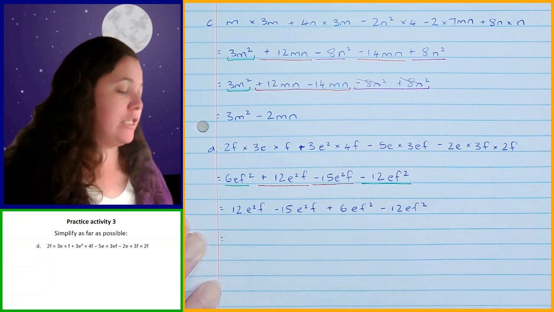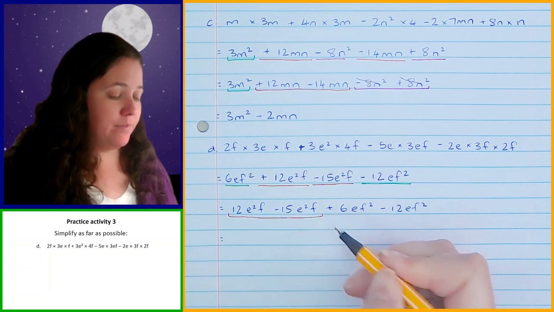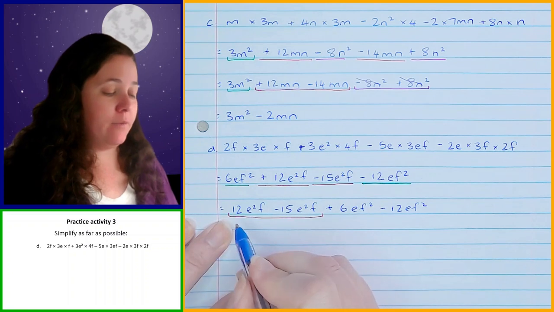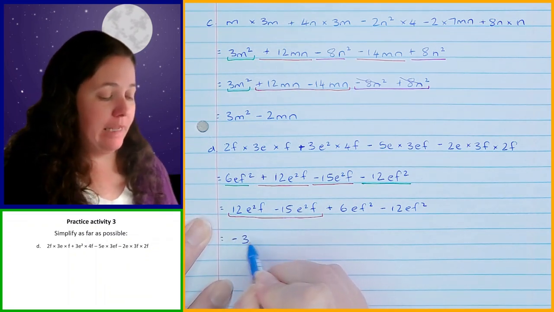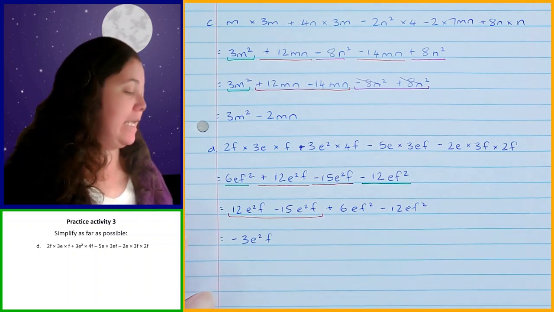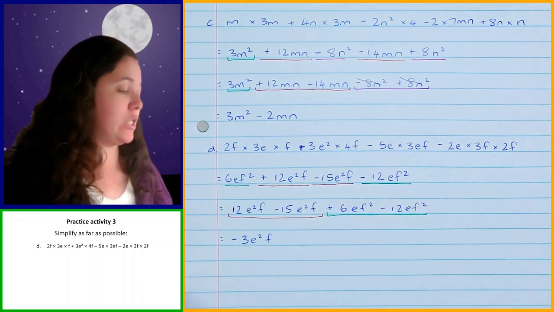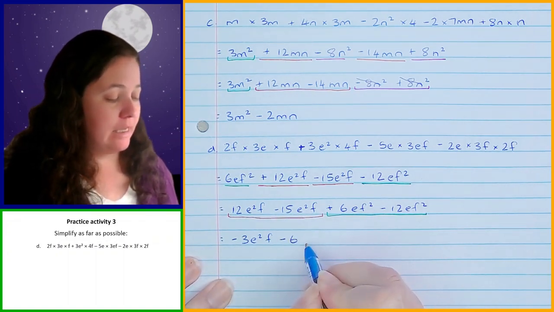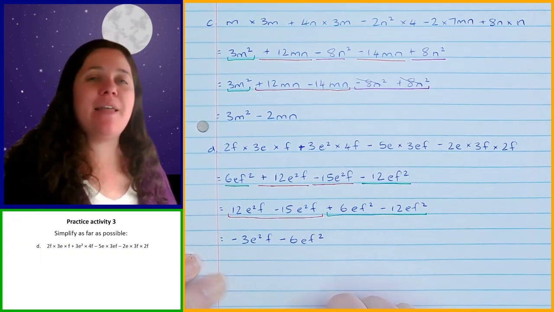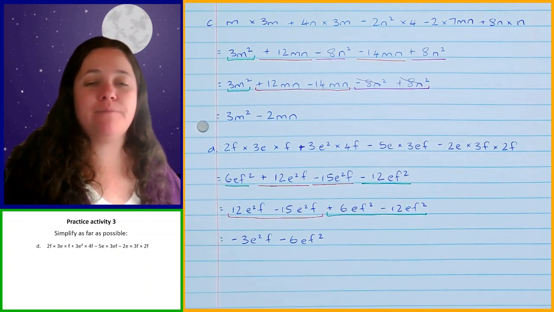Okay. And now I'm going to simplify those. So first, my E squared Fs. I have 12 E squared F and I subtract 15 E squared F. So that 12 minus 15 is negative 3 E squared F. And then over here, I've got 6 E F squared and I'm subtracting 12 E F squared. So I have 6 minus 12 gives me negative 6 E F squared. So that's what you should have got for question D. And that's how we do addition and subtraction using like terms when we're working with algebra.